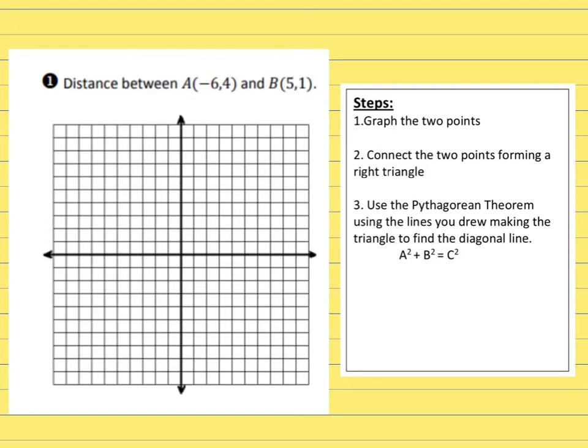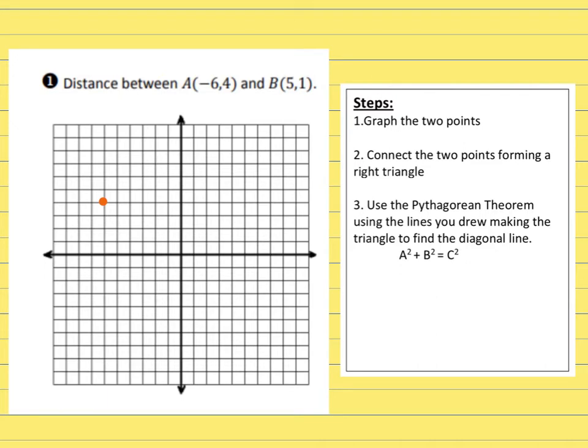Okay, (-6, 4). I would go 1, 2, 3, 4, 5, 6 to the left, and then up 4: 1, 2, 3, 4. I think it's right there. Let's double check it. 1, 2, 3, 4, 5, 6, 1, 2, 3, 4. Okay, so that's point A.